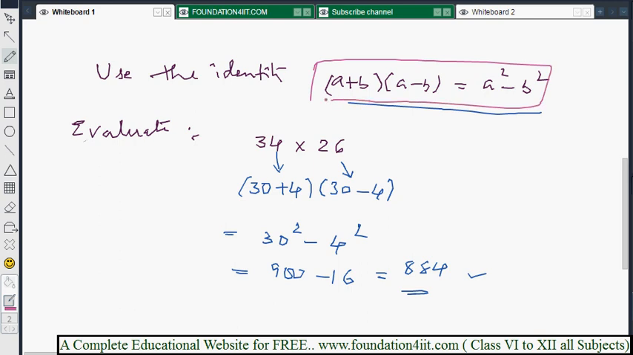Not only this, there are some more identities. That is the squares of binomials. So how to apply the squares of binomials? First I'll explain the formulas of squares of binomials, that is the expansions. Then I'll explain how to solve the problems on squares of binomials.